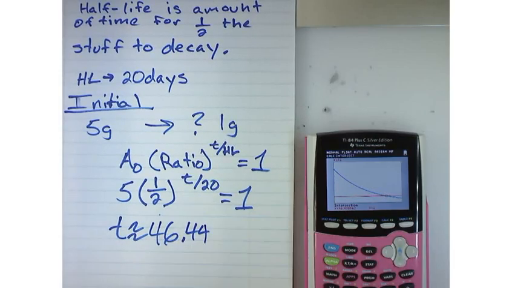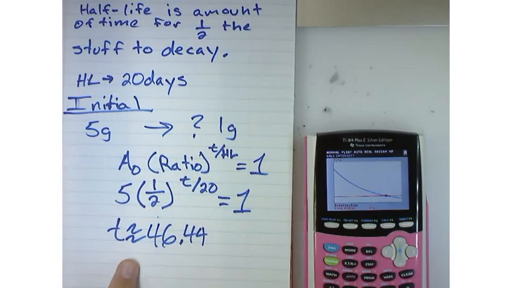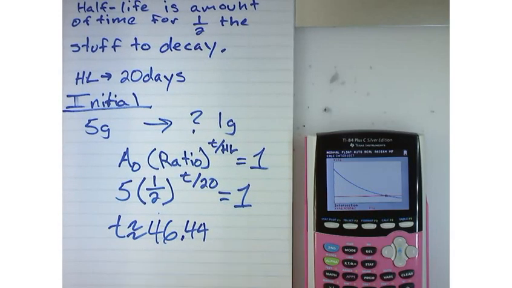This function should equal 1. So what does that mean? The answer is t equals 46.44, but what does that mean? What does that number represent? How many days it takes? Yeah, so I've got a radioactive substance. It starts off as 5 grams. It'll take me 46.44 days for it to become 1 gram.